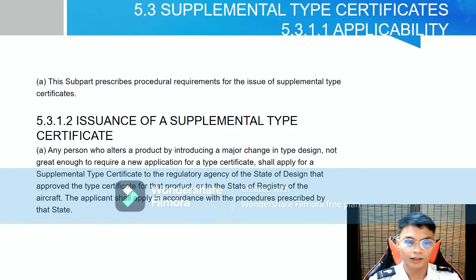So basically, this just means that any changes that you will be making in an aircraft, you're gonna need a supplemental type certificate under the agency of the state of design.